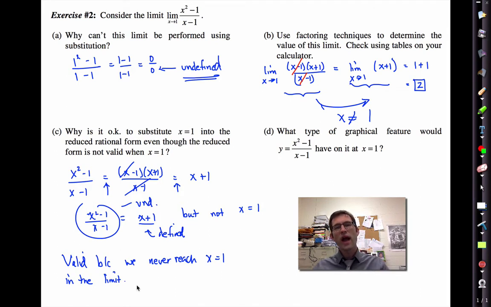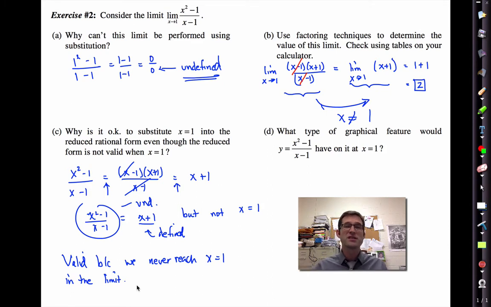A limit is never asking, what does the expression or the function reach when x reaches a value? It is asking, where is a function or expression headed towards as x heads towards a value? So since we could literally put in 1.0000001 or 0.999999 into this rational expression, then we can also substitute it into the x plus 1, because the x plus 1 is valid everywhere but x equals 1.